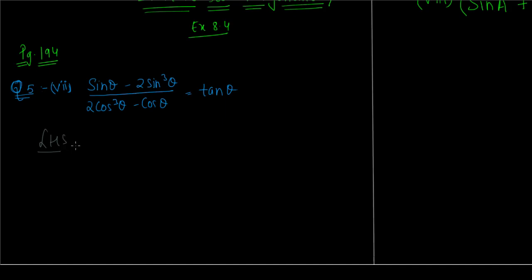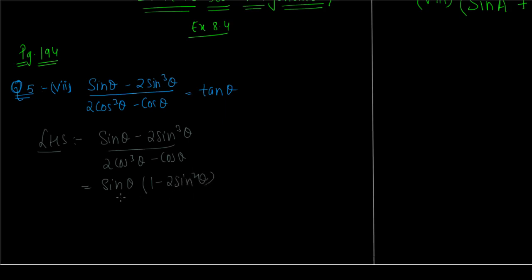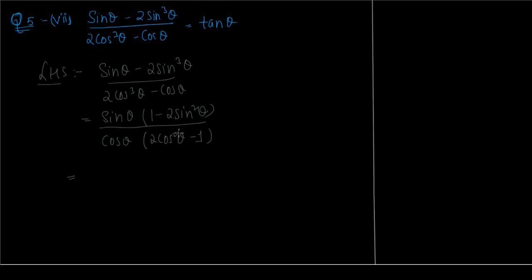If you take the LHS, it is (sine theta minus 2 sine cube theta) by (2 cos cube theta minus cos theta). Now take sine theta common from the numerator and cos theta common from the denominator, right? Let's do that quickly. When we take sine theta common from here, we get 1 minus 2 sine square theta. By taking cos theta common, we get 2 cos square theta minus 1. Clear? Now let's simplify both.